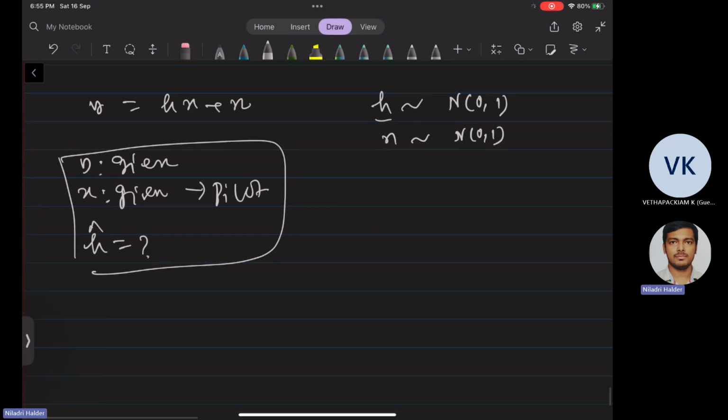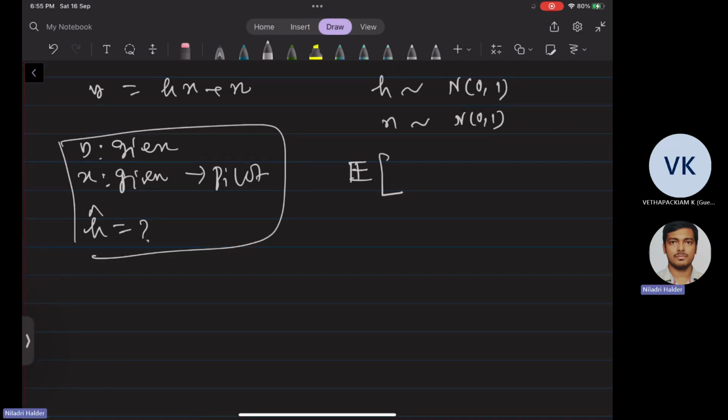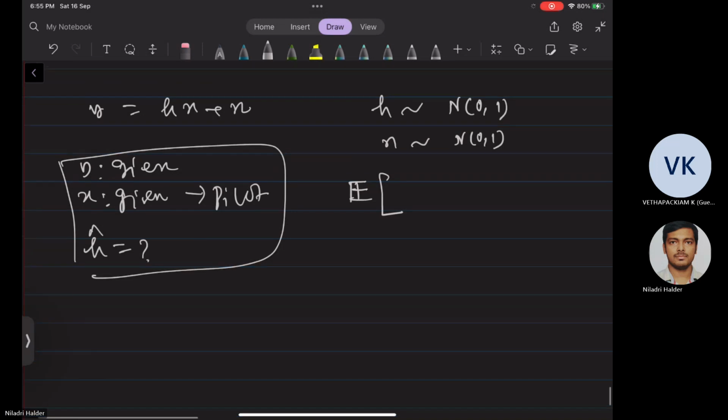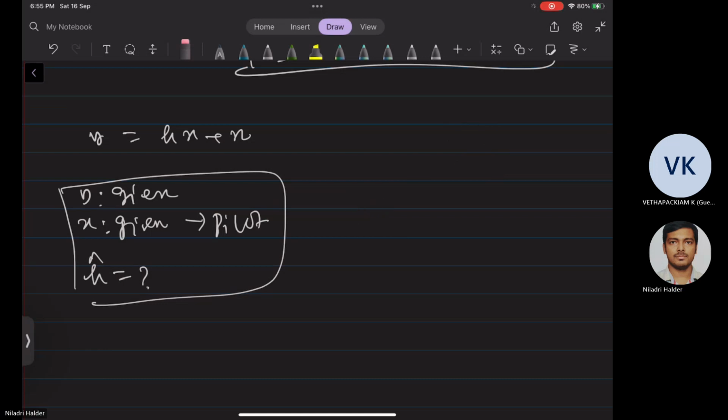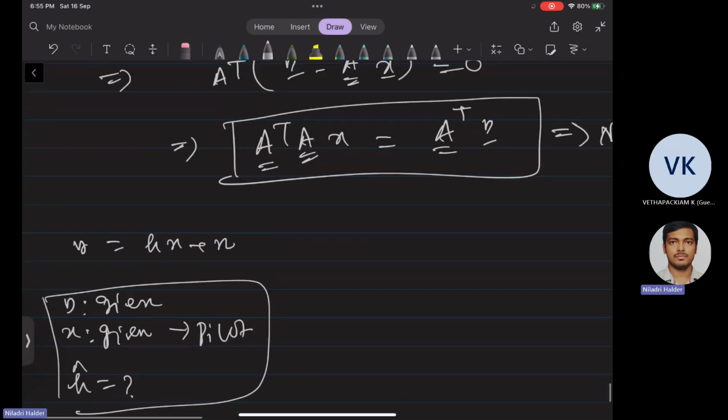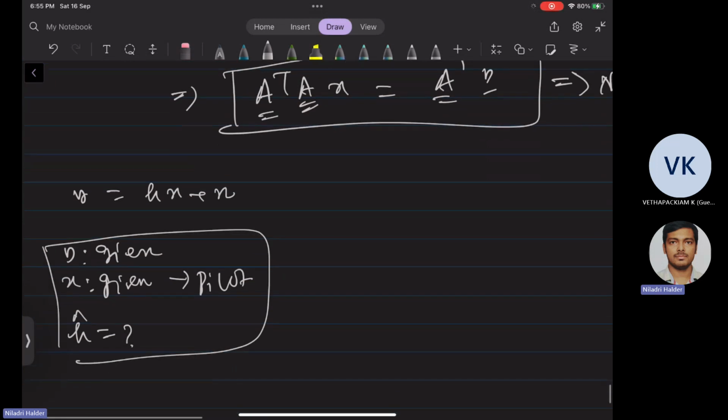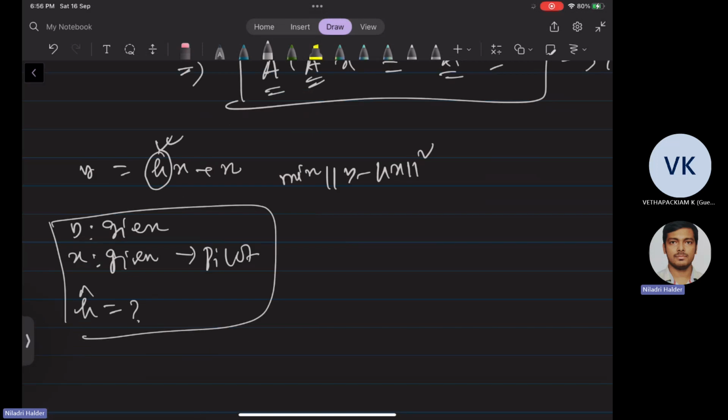Okay. So the solution is kind of this. Suppose then expectation of, mean square means. Here you can use this least square itself actually. We need to find what is the H so that this error is minimum. So this is a least square problem. So minimum with respect to H. Okay. So H will be what?